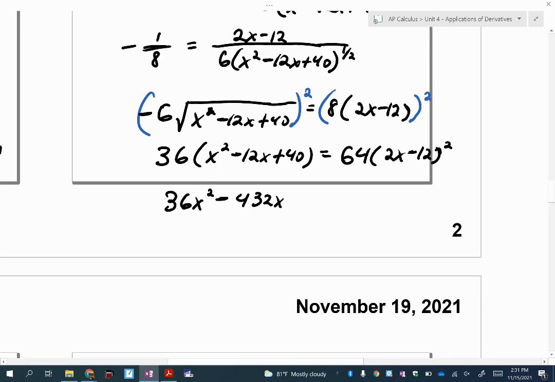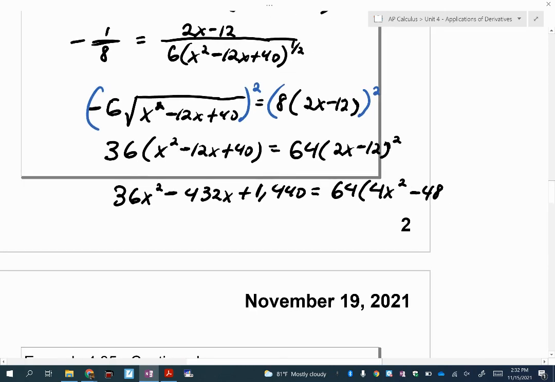And then 36 times 40 is plus 1,440. Then I have 64 times, that's going to be 4x squared minus 48x plus 12 squared is 144. Getting pretty big numbers here.